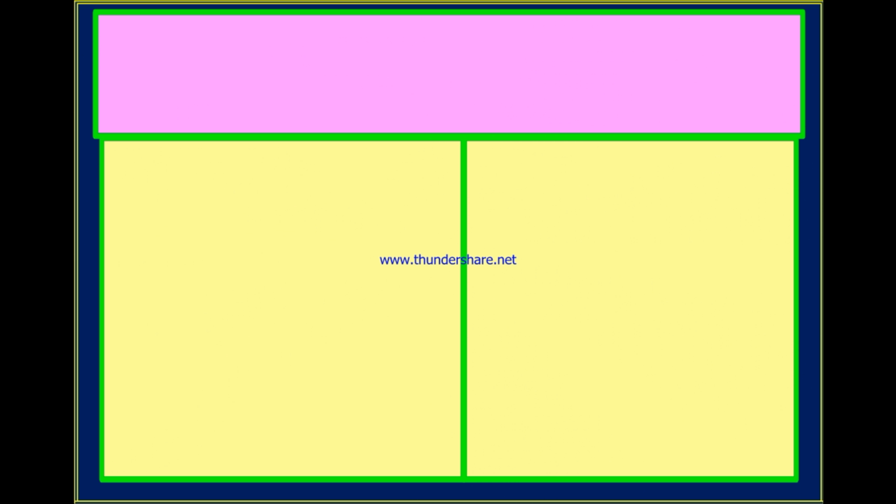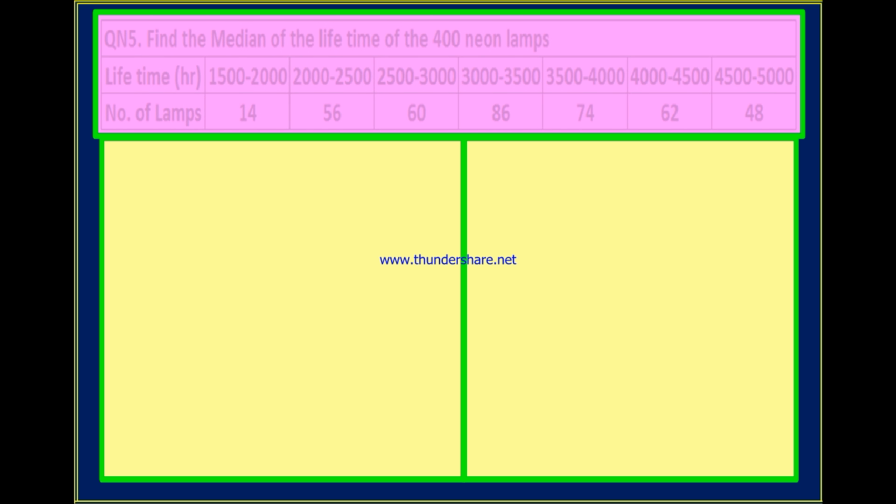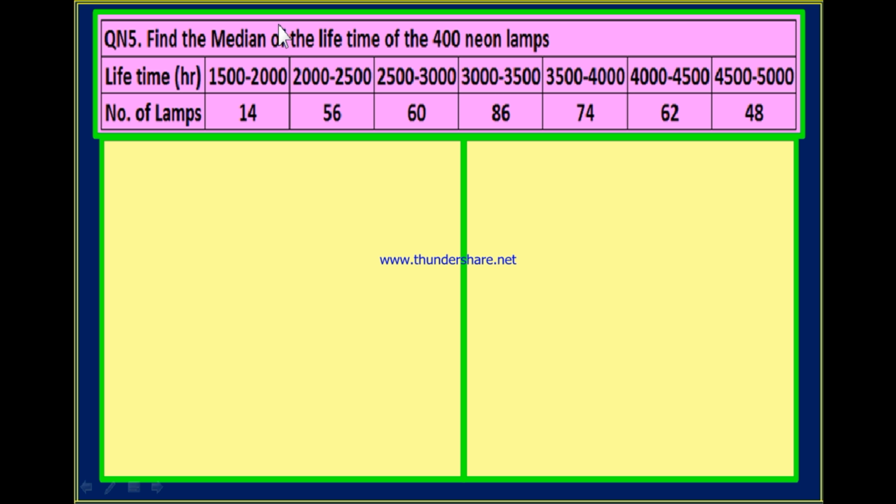Dear children, here is question number 5. Find the median of the lifetime of 400 neon lamps. I shall repeat: find the median of the lifetime of 400 neon lamps. The first row consists of the lifetime of the lamps and the second row consists of the number of lamps.